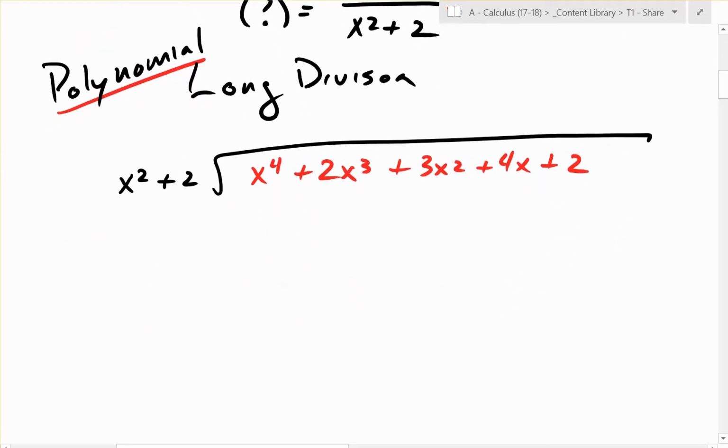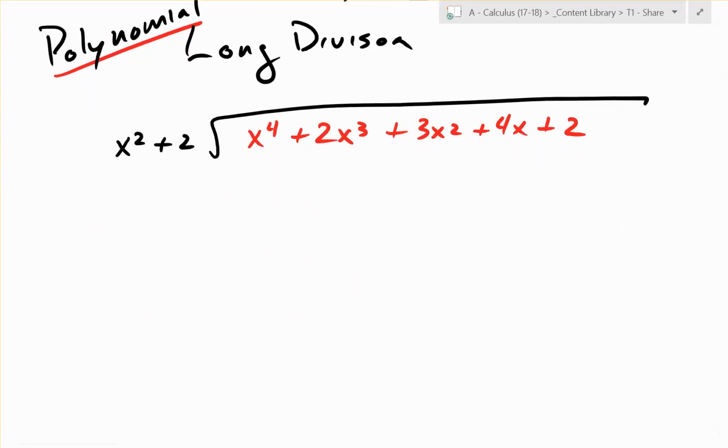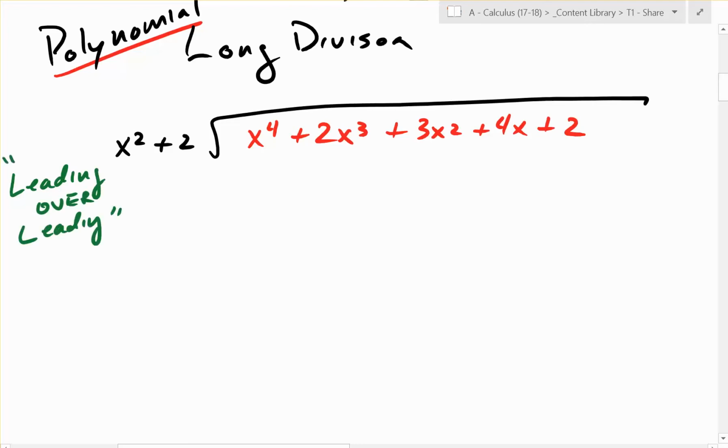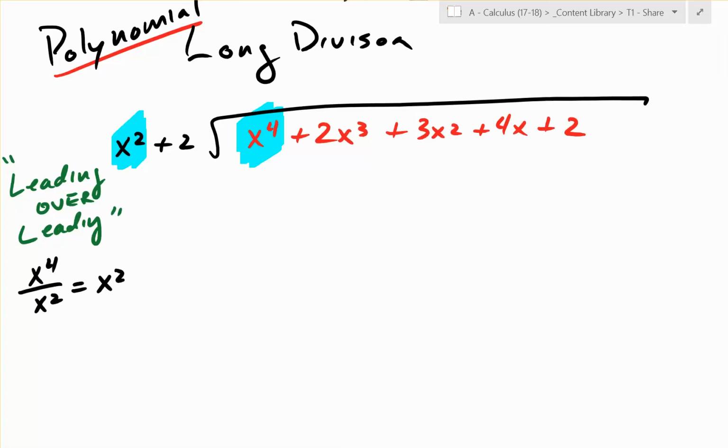The key to polynomial long division is one phrase: leading over leading. So what I mean by that is you look for the leading term of the dividend, and you divide it by the leading term of the divisor. So that's going to be x to the 4th over x squared, which is x squared. So that's our first thing we put up here in the quotient, right up here. And that's going to be x squared.